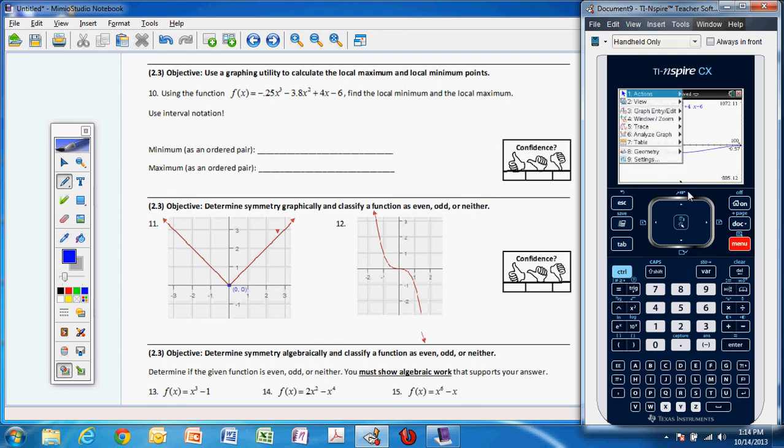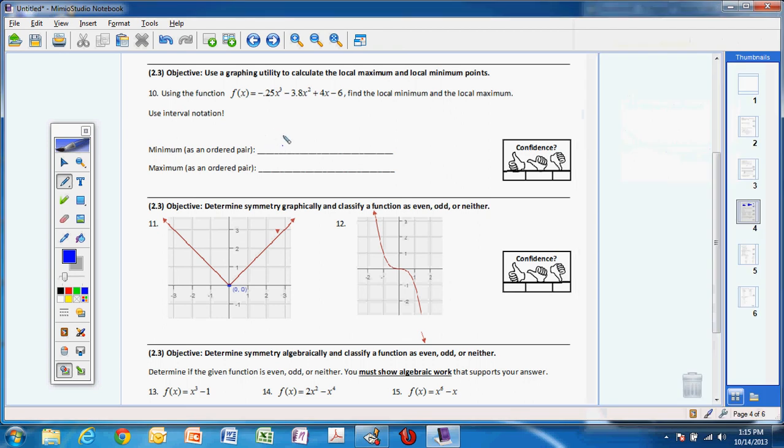So again, remember, we go to menu, analyze graph, number 2 minimum, hit to the left, hit to the right, and my minimum point pops up. So when we're talking about minimum as an ordered pair, we're just going to write it as it seems on the graph. So my minimum is going to be at negative 10.6, comma negative 178. So that's where my minimum is going to be at.